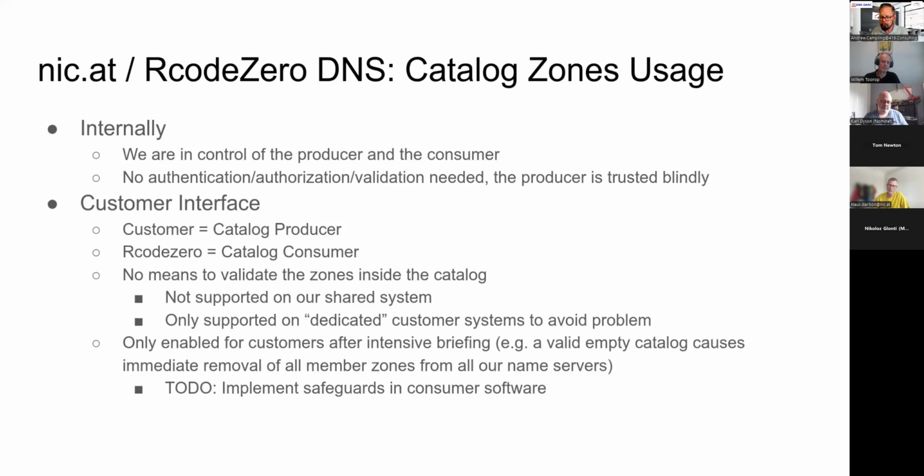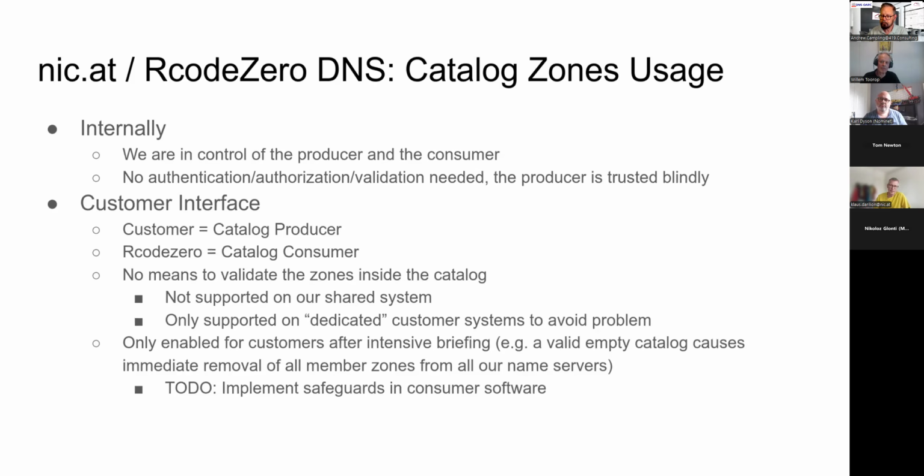Maybe you don't want somebody to give you a catalog with certain zones in it that you don't want to host. But if it's used internally, we trust each other. I trust myself, so that's rather good. That's why we don't need any validation, and then it's really straightforward. You implement the producer, you implement the consumer, and basically you're done. You also don't have that many configuration or group options. So that was the first step when we used catalog zones: to use them internally.